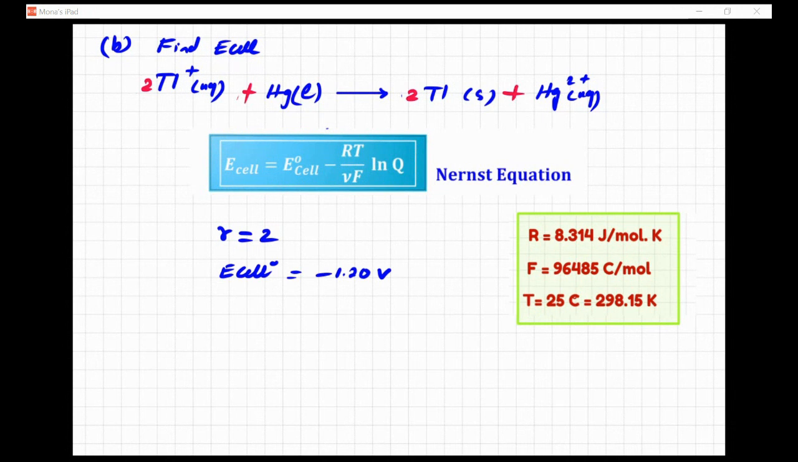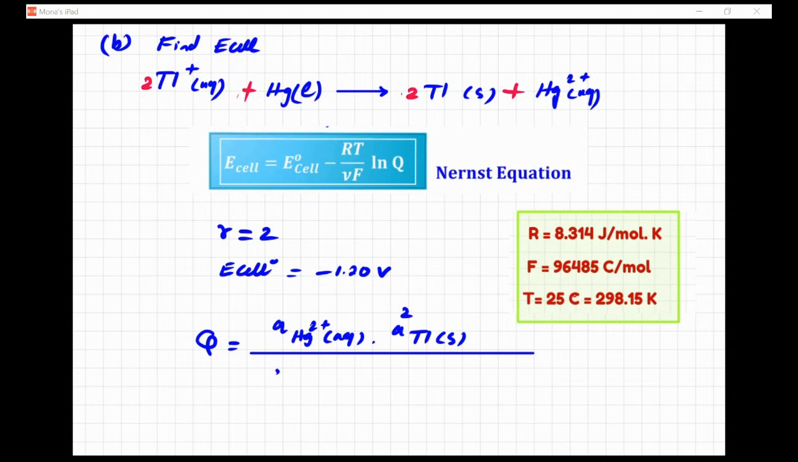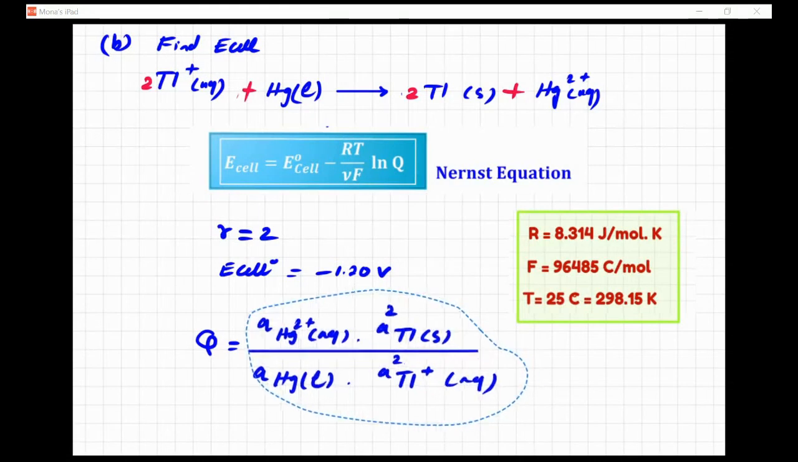Now we need to write the quotient, and the quotient for this reaction is going to be equal to the activity of Hg2 2+ aqueous, times the activity of Tl solid squared, over the activity of Hg liquid, times the activity of Tl+ squared, aqueous, right? So this is what we have now. You could see that my quotient is in terms of activities.